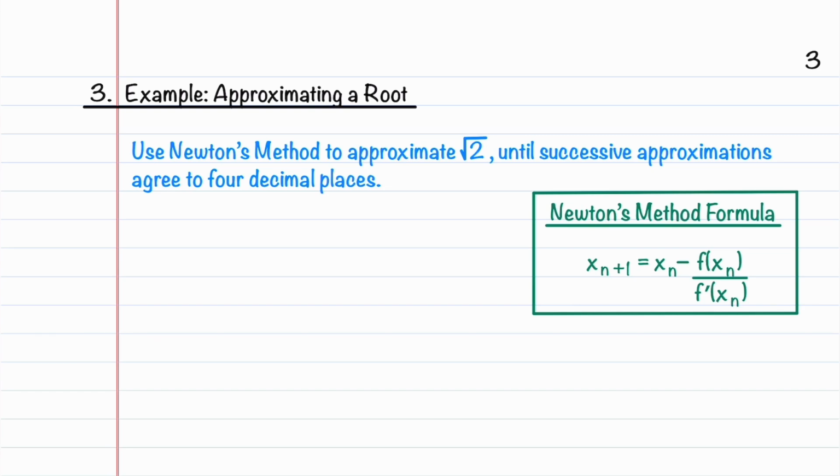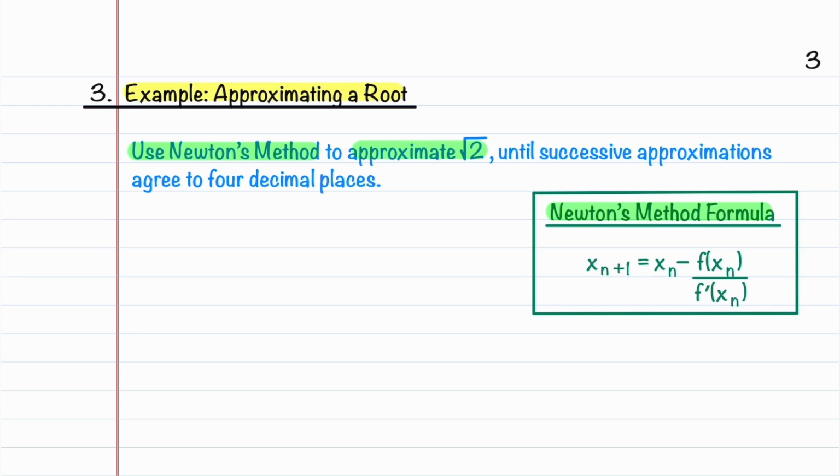We're now going to walk through an example where we'll use Newton's method to approximate a root. In this example, we're going to use Newton's method to approximate the square root of 2 until successive approximations agree to 4 decimal places. Just to make things easier, I went ahead and wrote down the formula that we're going to be using for Newton's method.